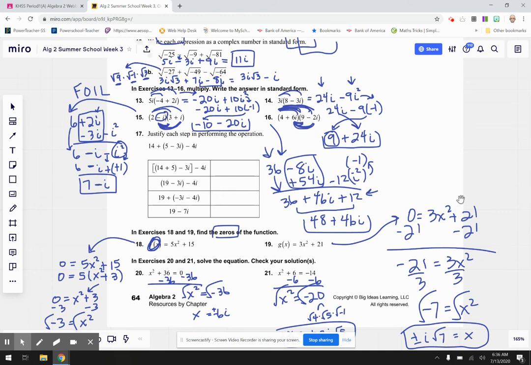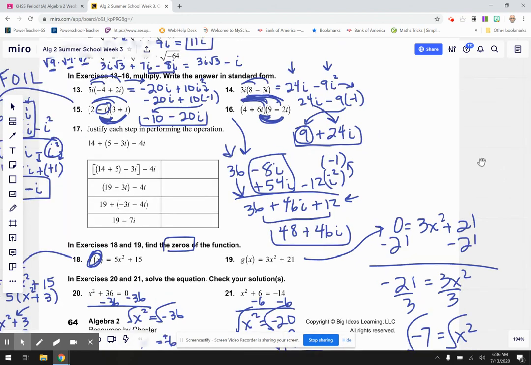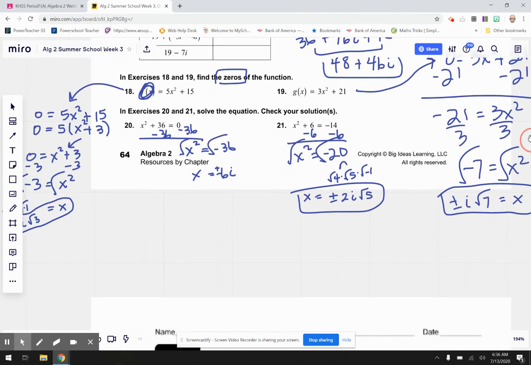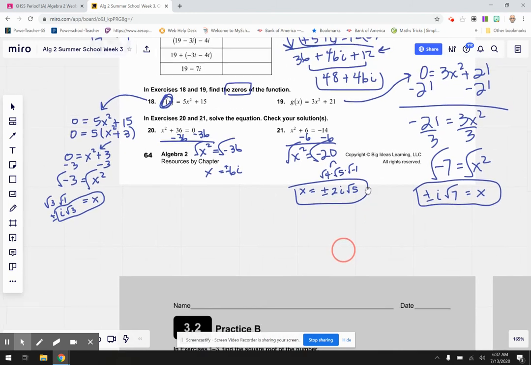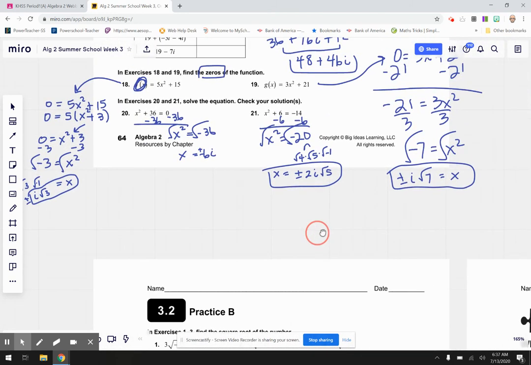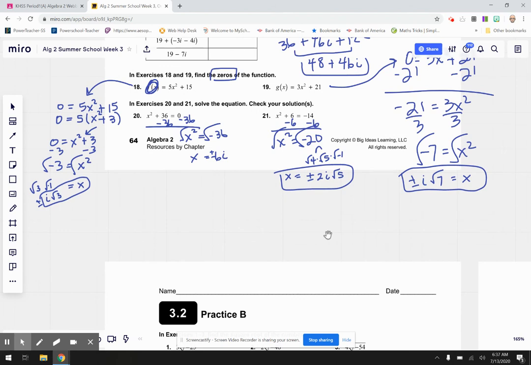Number 18. Finding the zeros of a function. There's a couple ways that we could do it. So I showed you both ways, but after 18, 19, 20, and 21 are easier. Number 18, I factored. I'm going to write that up here: factored, because I look for a GCF. Probably not the easiest way in these, but it works. Just wanted to show you.